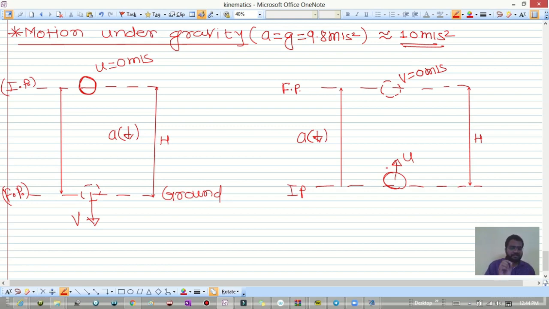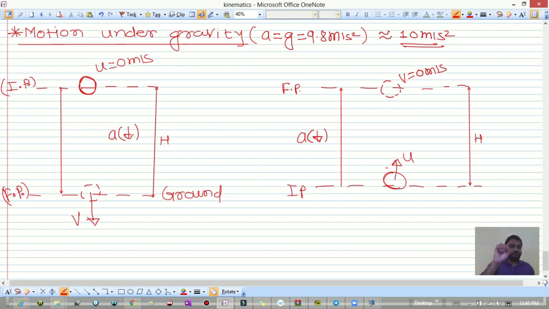Now if I ask, can the body have zero velocity while the acceleration on the body is still acting? That means acceleration is present but the velocity is zero. Is this condition possible? Yes, it is possible. If you throw the body upward, it will go to the topmost point, and at the topmost point it will have instantaneous zero velocity. Still, the acceleration is acting in the downward direction. That is the only reason the body comes down.